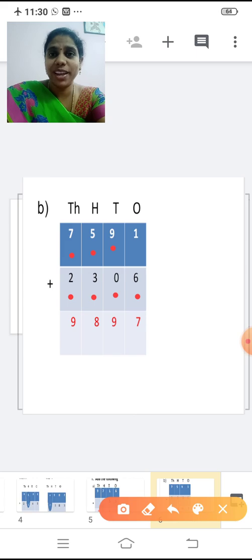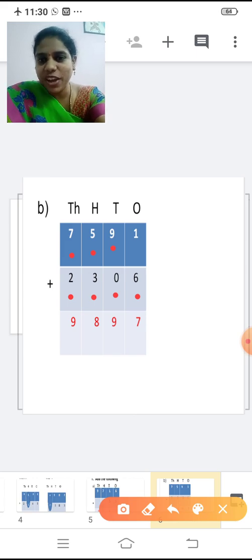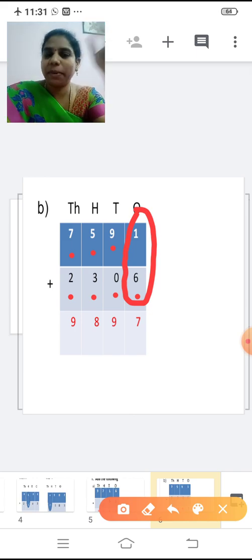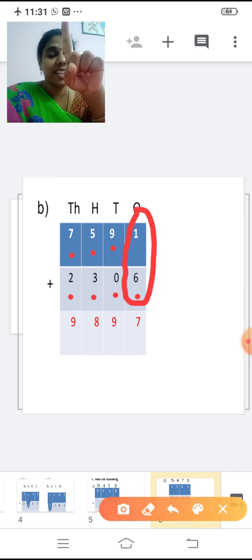So what we should do? First you have to take the ones place, isn't it? First we should add the ones place, right? Now add 1 plus 6. 1 in the mind, 6 in the finger. Or else you can add 6 in the mind, 1 in the finger. You can add in any order, right? So I'm adding 6 in the mind, 1 in the finger. The answer will be the same, right? So after 6, 7.